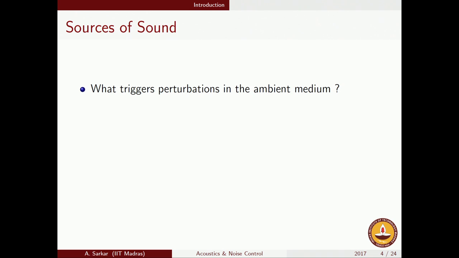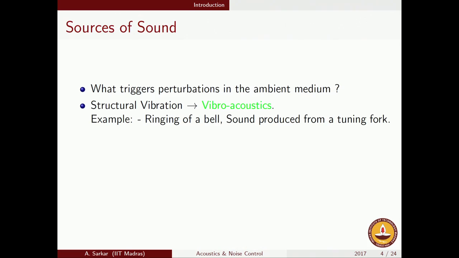So, here I again start talking about the sources of sound, some of which I have actually demonstrated in notes that I was writing for you. So, the question was, what triggers perturbations in the ambient medium, what triggers these fluctuations or perturbations, if you may. By perturbation I simply mean small fluctuations. These small fluctuations are triggered by a source, and as I said, one way in which these perturbations could be triggered is the structural vibration.